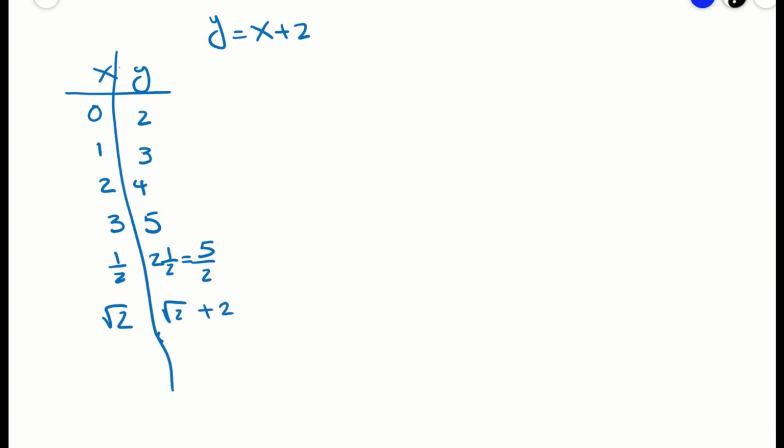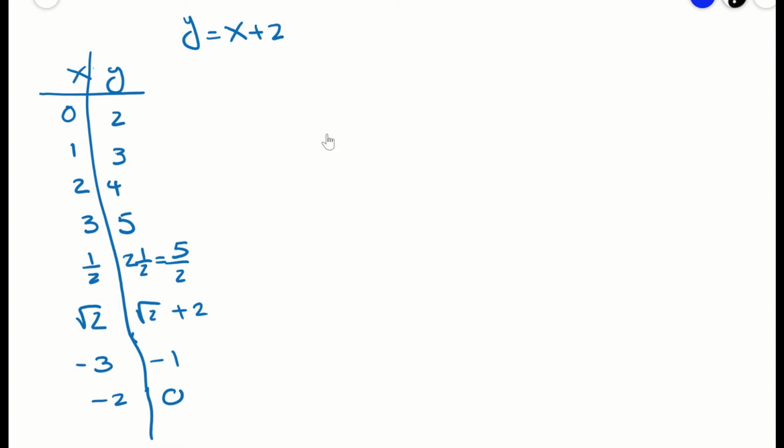So don't think that you only have the nice whole numbers represented on this side, right? And they don't all have to be positive either. For example, I can have -3 for x, and I get y equals -3 plus 2, which is -1. Or you could have -2, which will give you 0, etc. These are just a few examples, right?